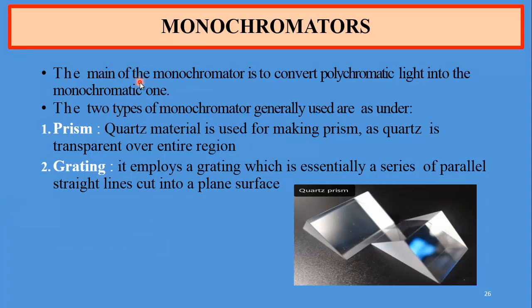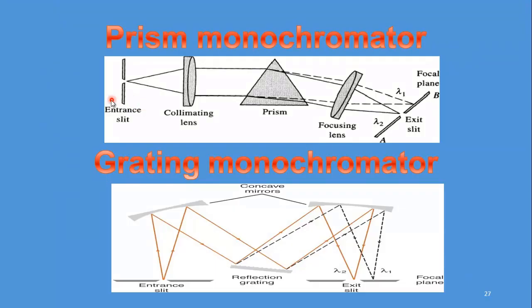Monochromator: different types of monochromators are used which convert polychromatic light into monochromatic light. Polychromatic means having different wavelengths, which will be converted into a single wavelength, and that is called a monochromator. For this purpose we use prism and grating. Nowadays grating is more important for the conversion of polychromatic light into monochromatic light. This is a prism which converts polychromatic light into monochromatic. Only a single wavelength will fall on the exit slit.